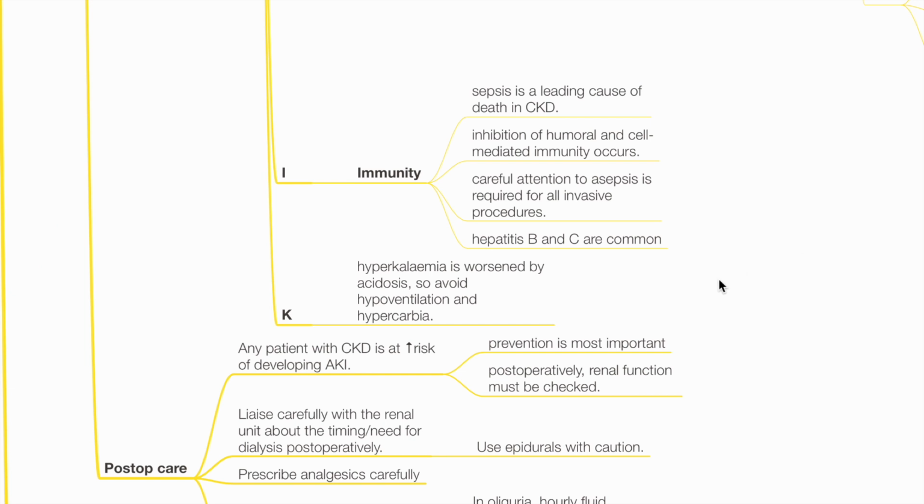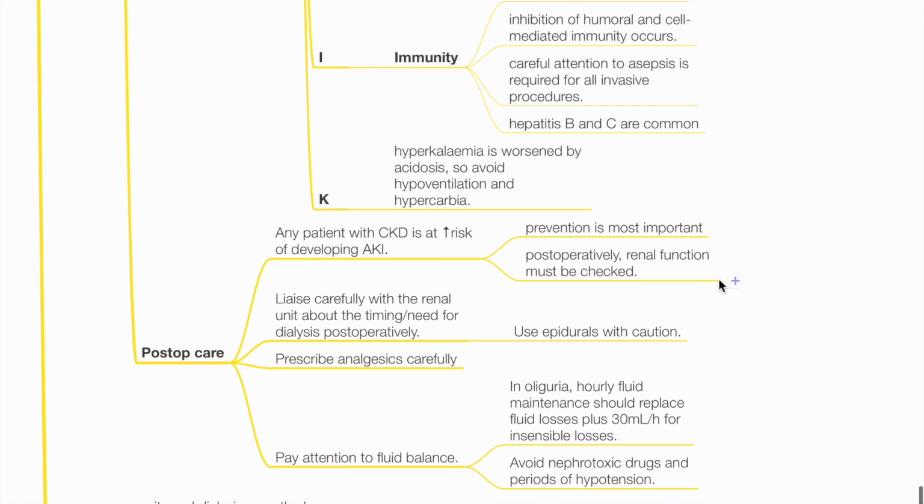Immunity. Sepsis is a leading cause of death in CKD. Inhibition of humoral and cell-mediated immunity occurs. Careful attention to asepsis is required for all invasive procedures. Hepatitis B and C are common. Kidneys. Hyperkalemia is worsened by acidosis, so avoid hypoventilation and hypercarbia.